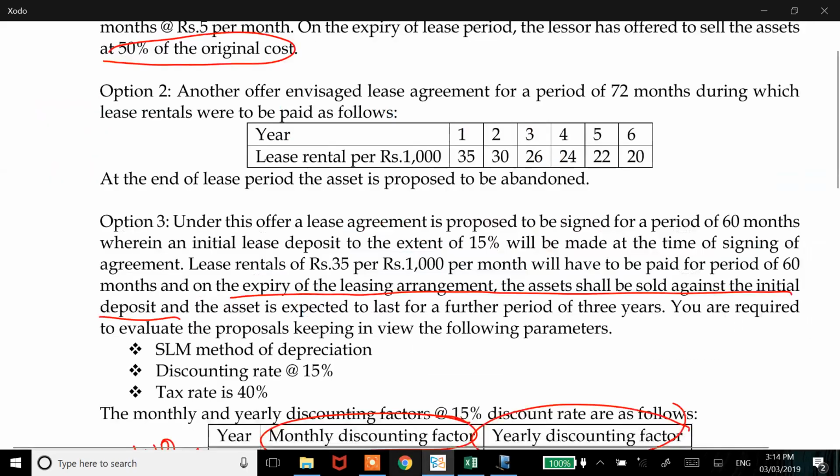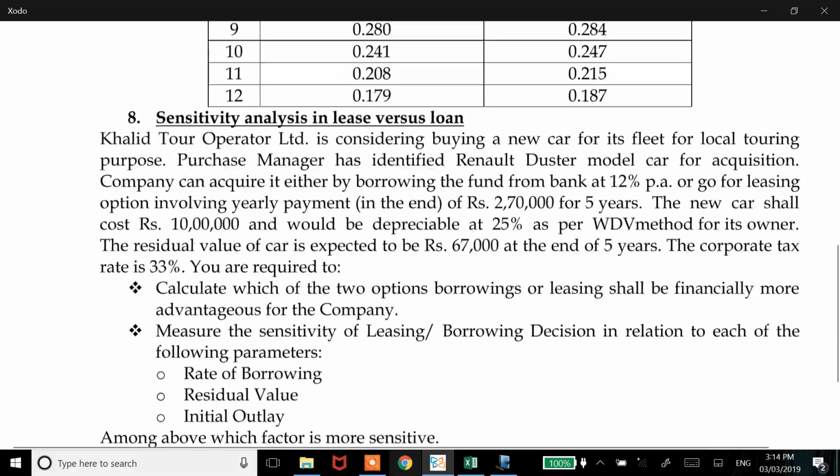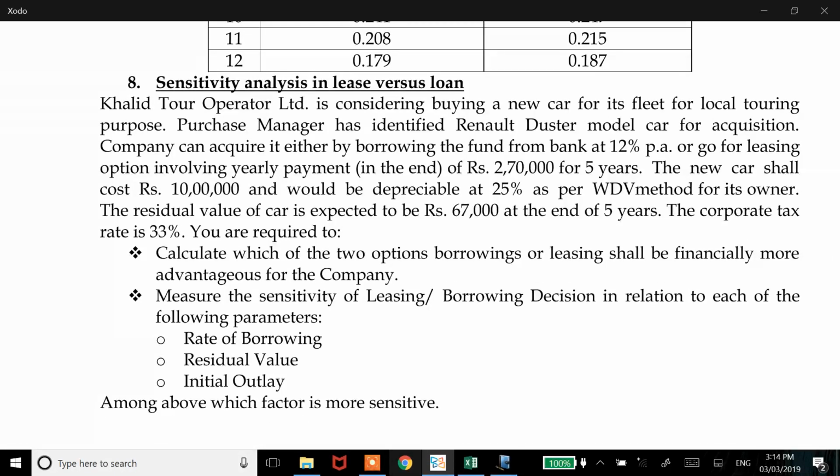Let's move to the next question. The last question will take a little bit of time. Go through question 8. Go through it and start doing the first one. I'll take you through from the sensitivity part. Try doing the first one.